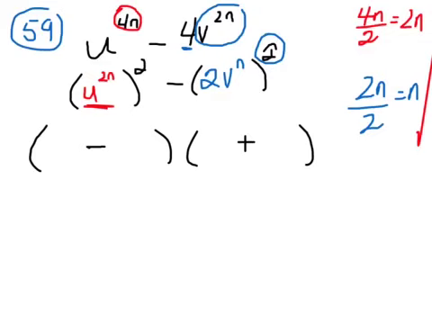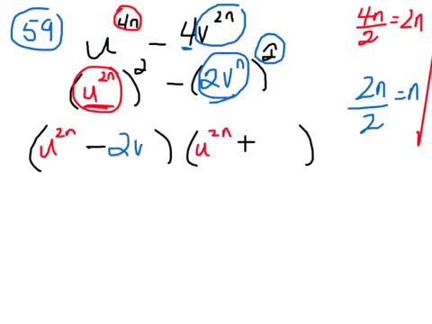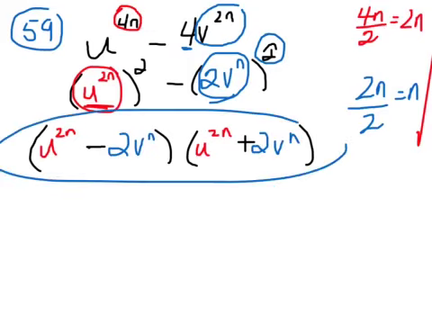And then in the first spot, remember, I write what was squared, not the whole thing. It was u to the 2n. You stick it in both the first spots. And then for the second spot, I wrote what was squared. It was 2v to the n that was squared. 2v to the n. Okay? And that's factored, and I'm done.